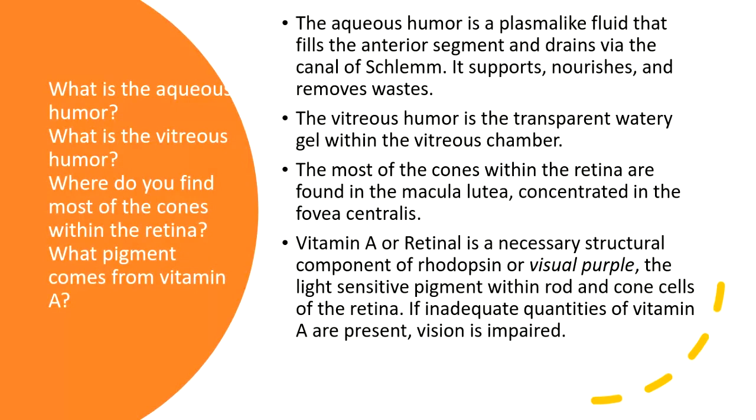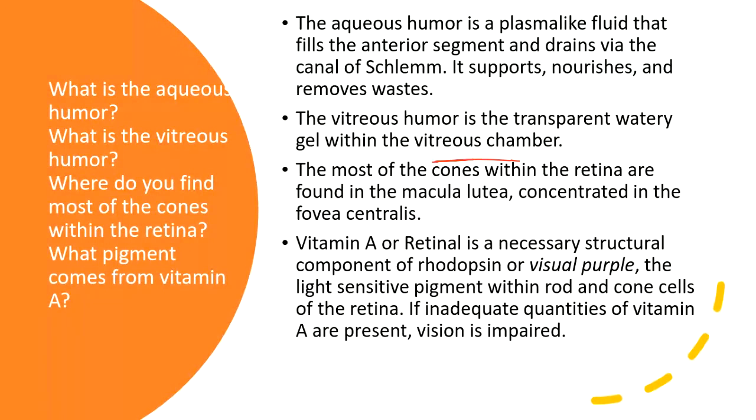Next, we're talking about the aqueous humor and the vitreous humor. This is just still some eye anatomy stuff, okay? The aqueous humor is a plasma-like fluid that fills the anterior segment and drains the eye, okay? It supports, nourishes, and removes waste. Now, the vitreous humor is a transparent, watery gel within the vitreous chamber, okay? They both serve to lubricate the eye, to protect the eye.